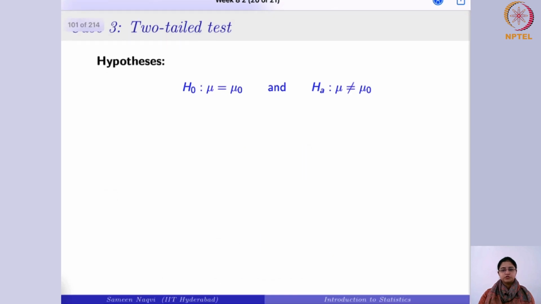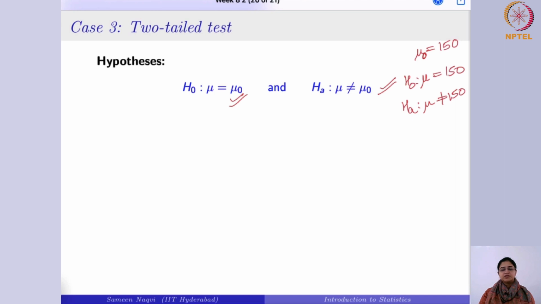Now finally, you will have the two-tail. Two-tail means that it can go in either direction. It can be either less than mu naught or greater than mu naught. So when the alternative is two-tailed, your null would be that it takes mu naught only. If somebody is claiming that the average height is not 150, then your mu naught is 150 in this case. So the null hypothesis would be mu equal to 150 against the alternative that mu is not equal to 150.